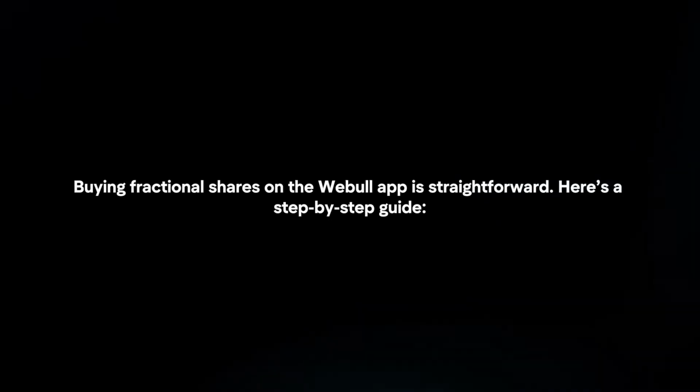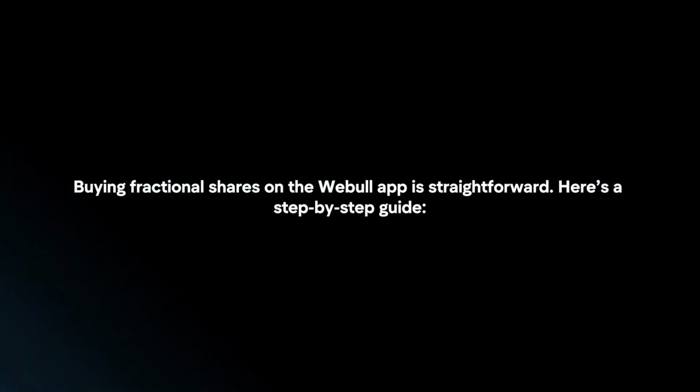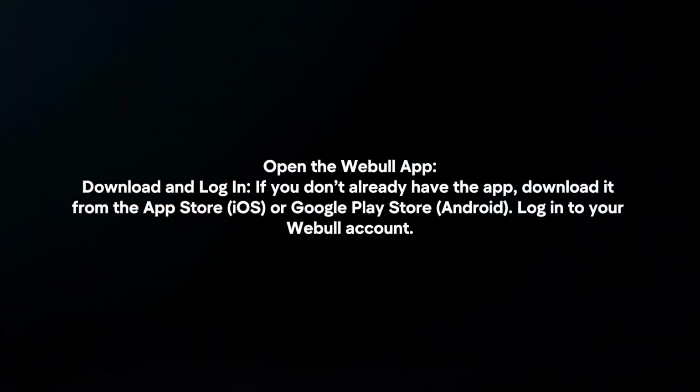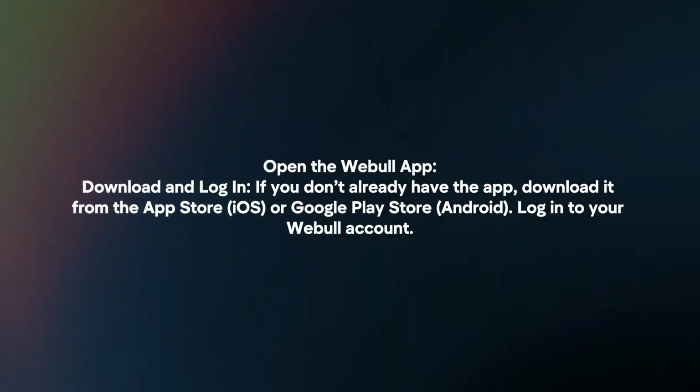Buying fractional shares on the Webull app is straightforward. Here's a step-by-step guide. Open the Webull app, download and log in. If you don't already have the app, download it from the App Store or Google Play Store. Log into your Webull account.